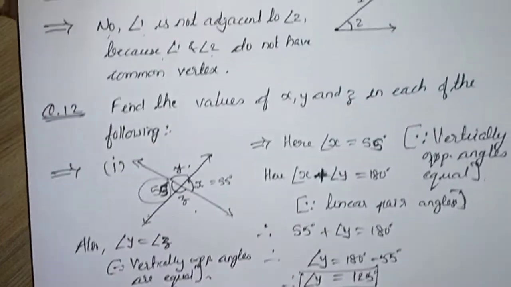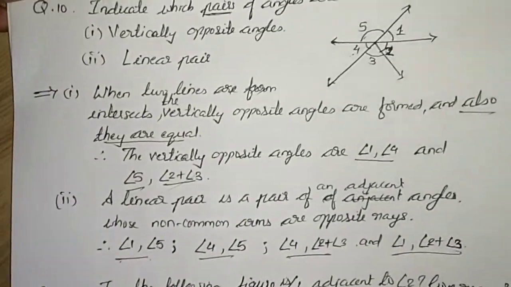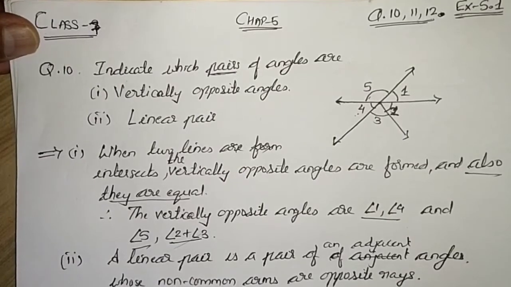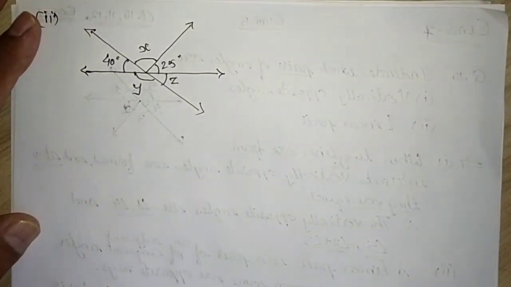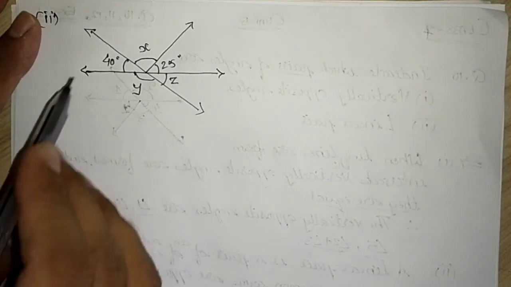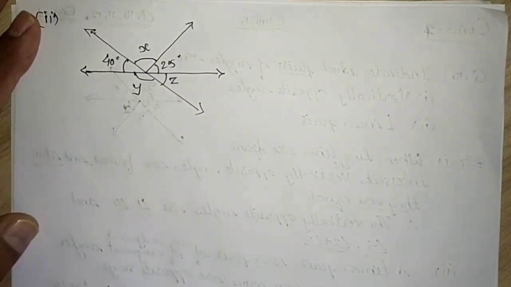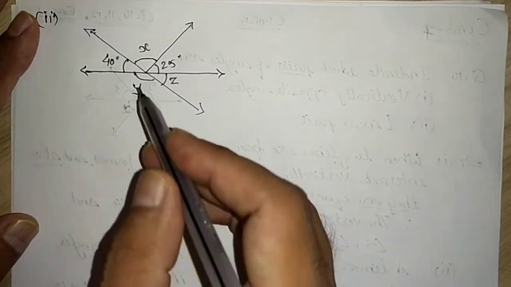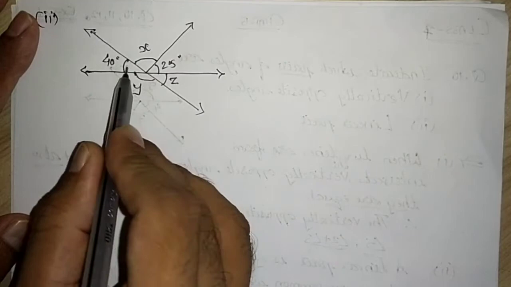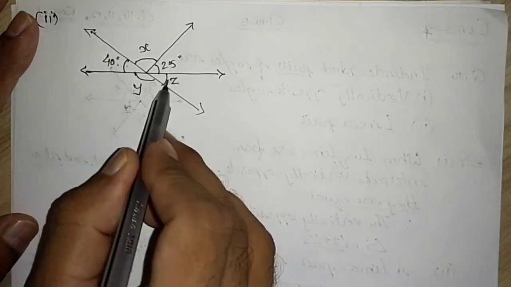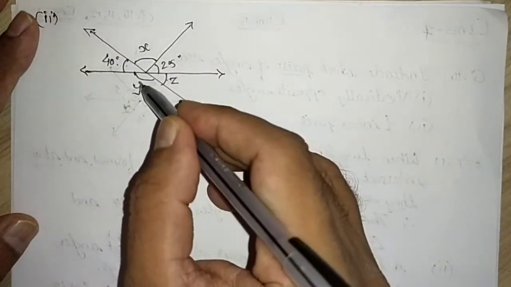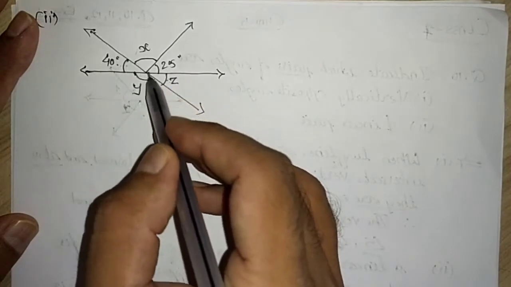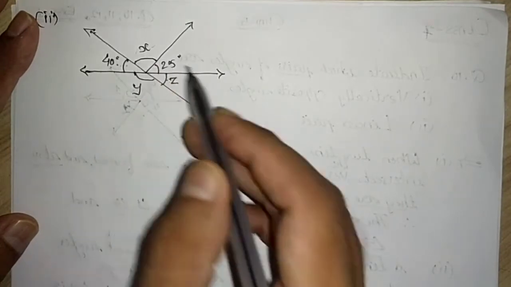Now moving to part 2, but let me first draw the figure. So this is the figure of part 2. We have to find x, y and z. Look carefully at the figure. You will see two lines are intersecting, and whenever two lines are intersecting, what do we get? Vertically opposite angles are equal. We get vertically opposite angles, so z will be 40 and y will also be equal to x plus 25. So if we get the value of y, we will get x also.